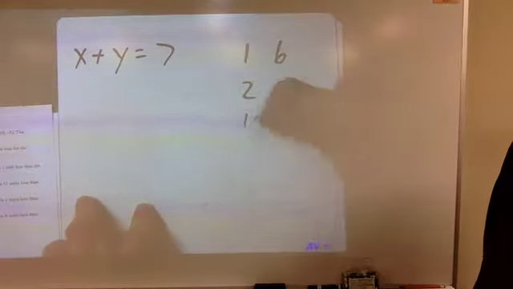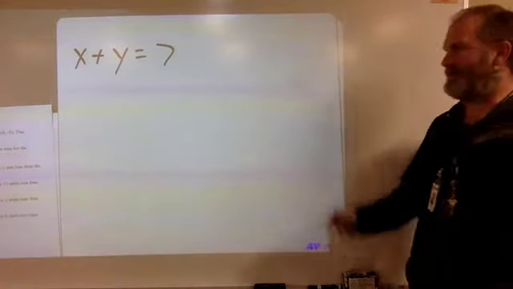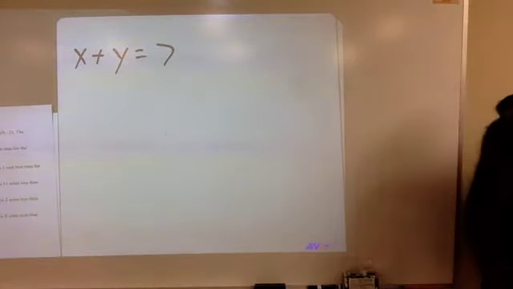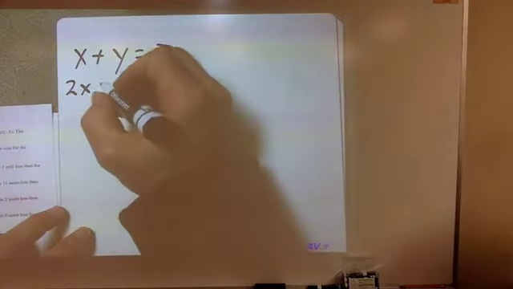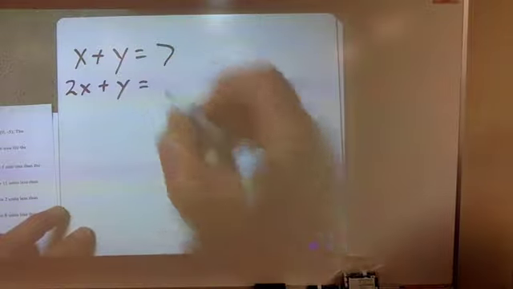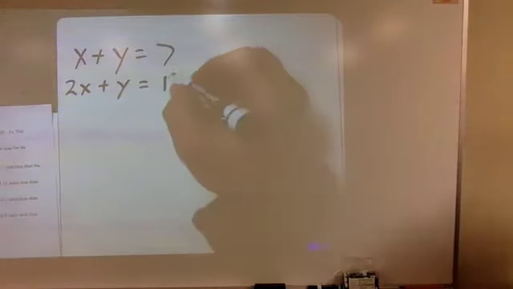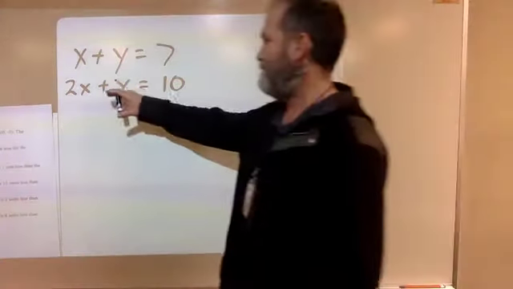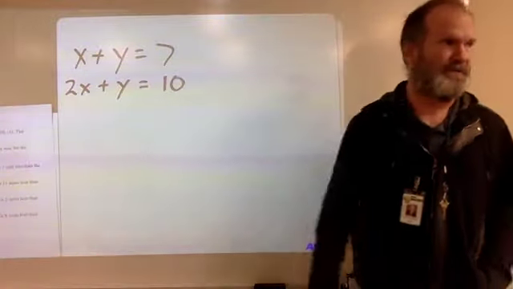So how are you supposed to figure this out? You need a second equation to figure out exactly what is x and what is y. Like for example, you might have 2x plus y equals 10. Now you can figure it out. Now you have two equations, two unknowns, x and y. That's enough to figure it out.